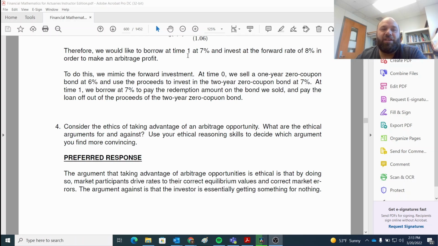The argument for it is that by doing so, market participants are driving rates to the correct equilibrium values and the correct market. And by doing so, they correct the market error. So in this particular example we just saw, there'd be a bunch of people rushing to do this transaction. As a result, that 7% rate in the market would go up because of supply and demand, and it would reach its correction of 8%. So there is an economic function for arbitrage. So that's the argument for and against.